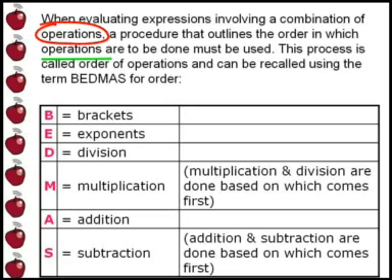What exactly is an operation? Well, we know it as plus, minus, multiply, divide, brackets, and exponents. Each one of those is called an operation. It's an operation on numbers. Now, we need a procedure and a certain law dictating the order in which these operations are to be done.